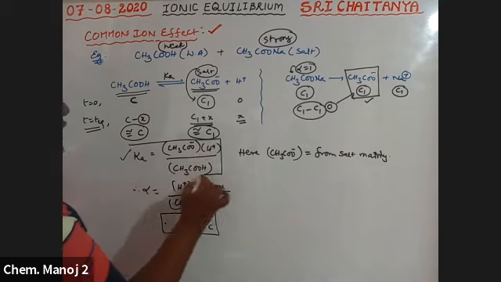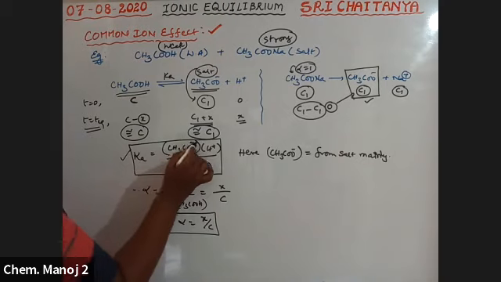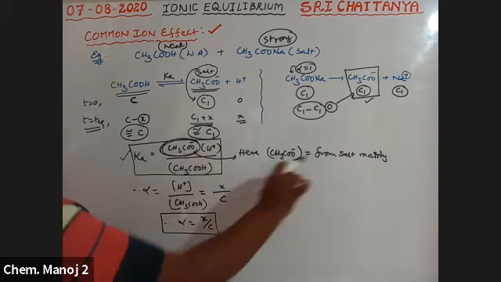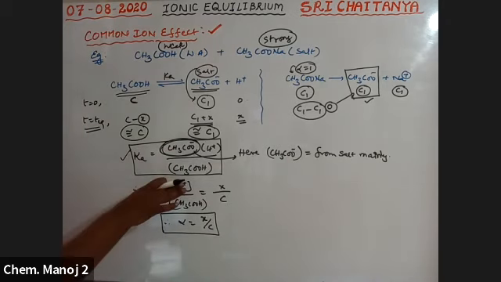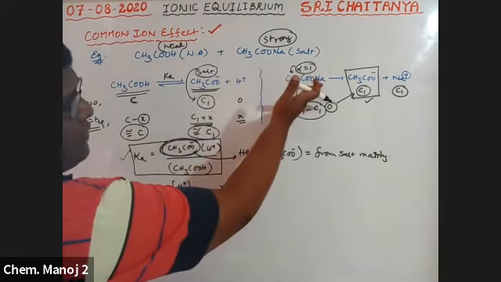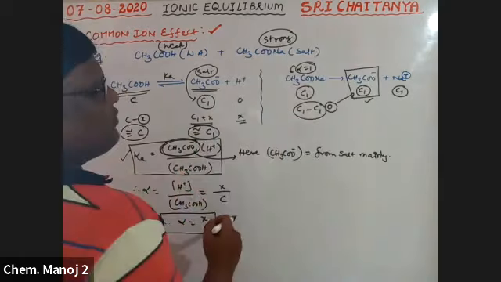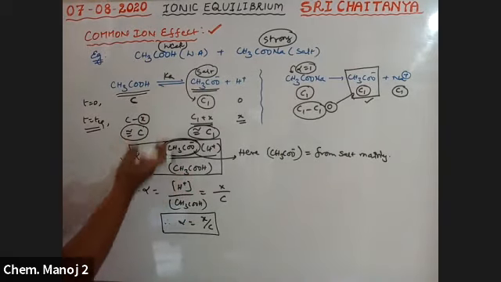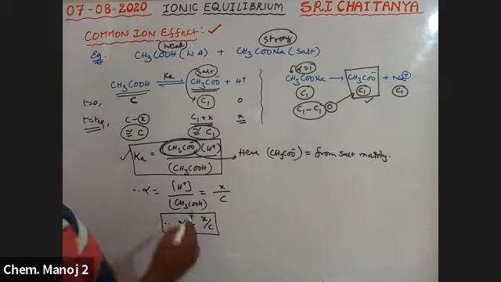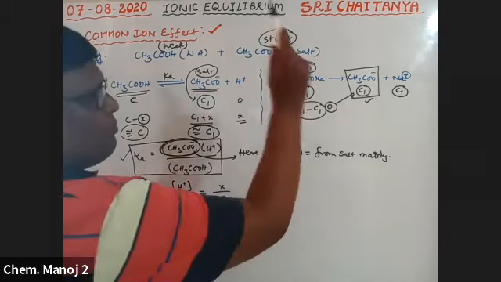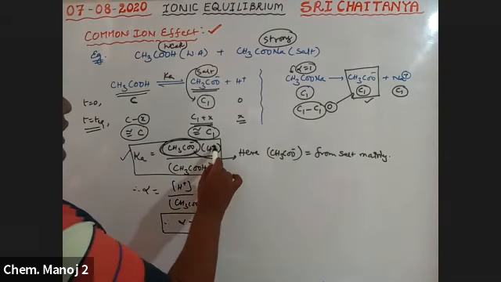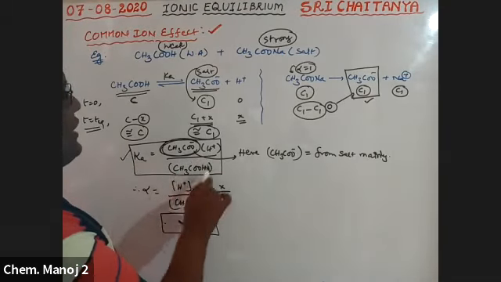It is Ka for this weak acid, but the concentration used here is mainly from the salt, because the entire salt is ionized. If 10 grams of the salt is taken, CH3COO- comes out accordingly. That means the CH3COO- concentration comes mainly from the salt, so it is taken as the salt concentration, and H+ is from the acid CH3COOH.